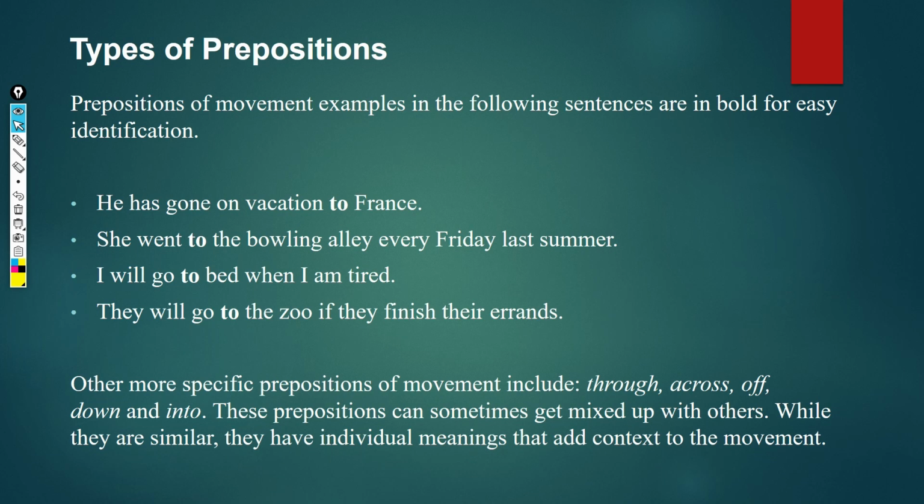Now, one more specific preposition of movement includes through, across, off, down and into. Remember this, children. These prepositions can sometimes also get intermixed with others. So, you need to remember this. While they are similar, there have been some individual ways in which they have been used to connect movements.